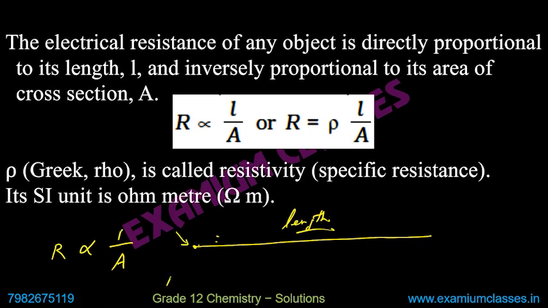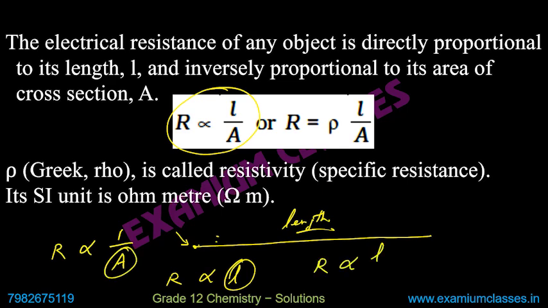Resistance is proportional to length. If you increase the length, resistance will increase. So when we combine these two, we get resistance is proportional to L by A. L is in numerator, A is in denominator. When we remove this proportionality constant, we get R equals rho L by A. This is something you might have done in physics, which is applicable to all metal wires, etc.